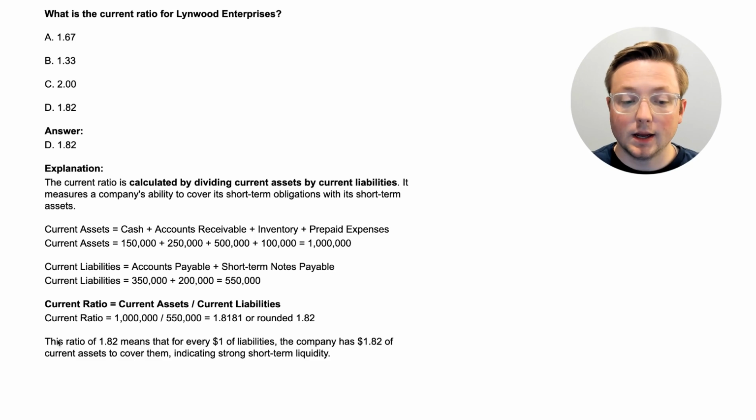So with that, what does that mean? The ratio of 1.82 means that for every $1 of liabilities, the company has $1.82 of current assets to cover them, indicating strong short-term liquidity. Basically, they have $1.82 of assets that they can use to cover every $1 of liabilities. So that's good. They have more than enough money according to this ratio. So that's the first liquidity ratio we wanted to go over. We went over the current ratio. Let's go to the next one.